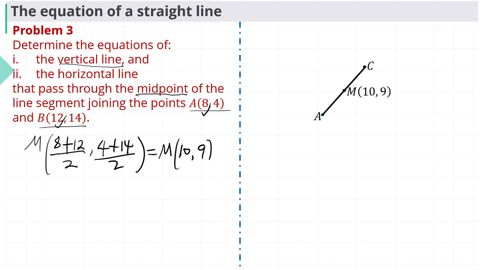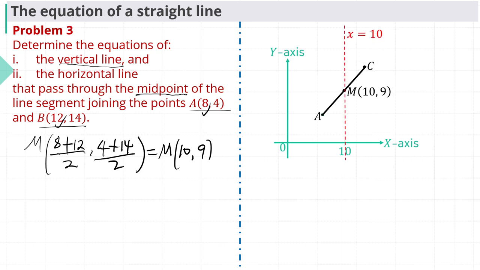Let's do some illustration here. Let us have the XY plane. Now the point M, the x coordinate of the point M tells that we have 10 over here on the x-axis, and so the vertical line that passes through 10 on the x-axis and also through the point M has the equation x equals 10.